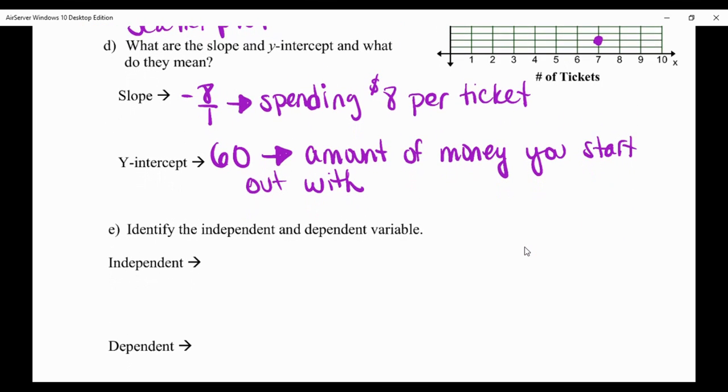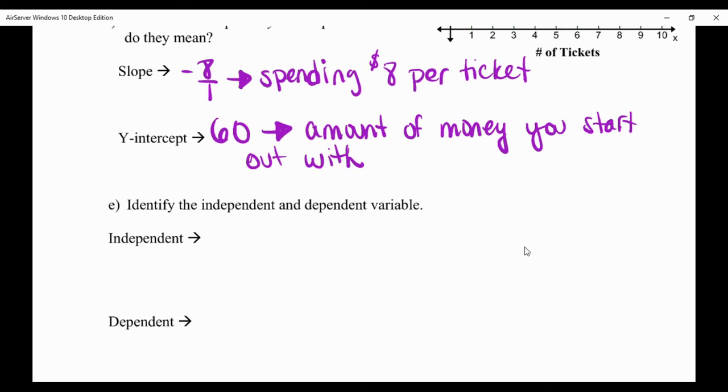So the two variables we have are the number of tickets and the amount of money left. The amount of money we have left depends on the number of tickets that we buy. So the independent variable represents the number of tickets, whereas the dependent variable is the amount of money we have left.